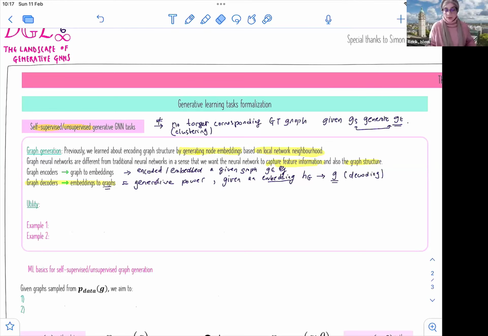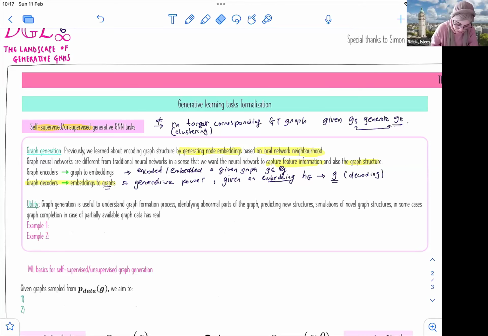So why are generative graph neural networks important? There are so many applications. Graph generation is a process that can allow us to understand how graphs form, how they expand, how they shrink, right? How nodes get removed, added, etc., right, in a dynamic way. We can also identify abnormal parts in the graph. So if you're working on cybersecurity networks, you can identify threats.